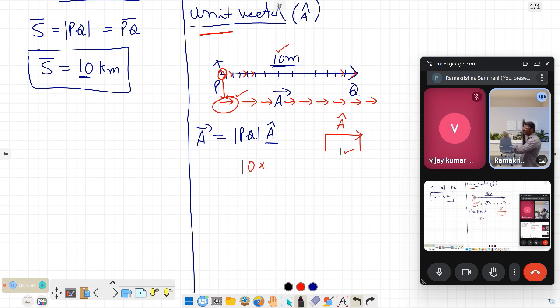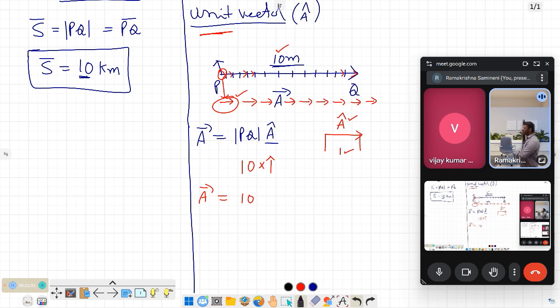Here what we are understanding is, the total length is 10 as per our discussion. The unit vector is how much? 1. So 10 into 1, what will it give? That is nothing but 10. But in this case, we are indicating with a cap. What does that cap indicate? One is the magnitude. That cap indicates the direction.